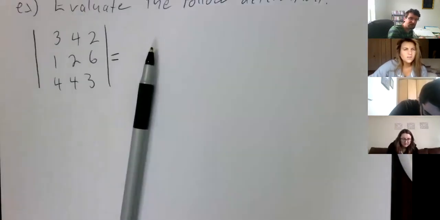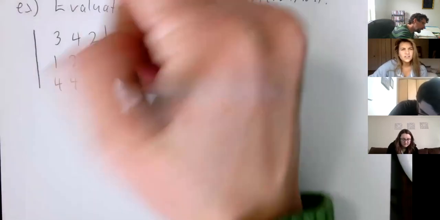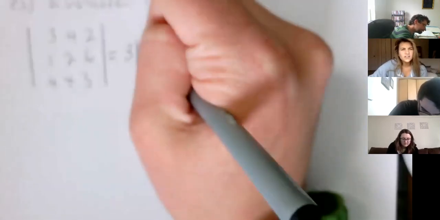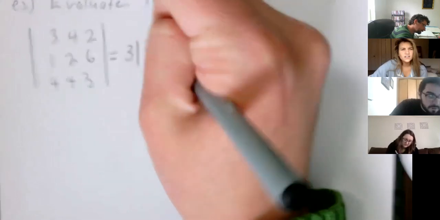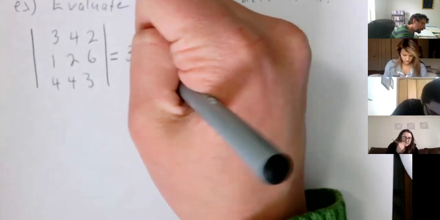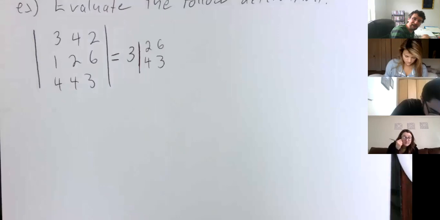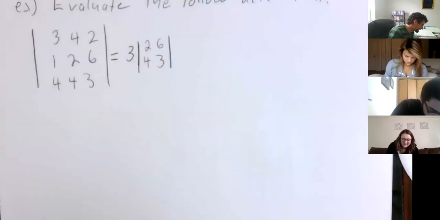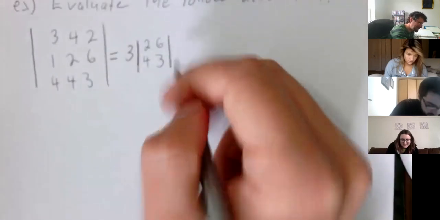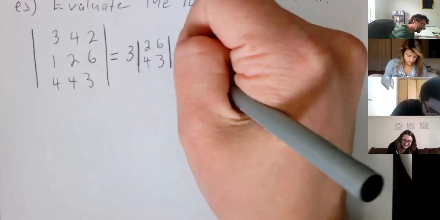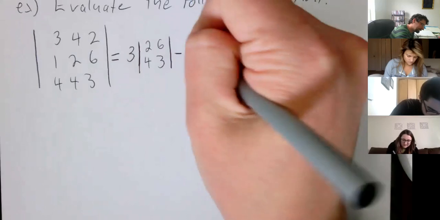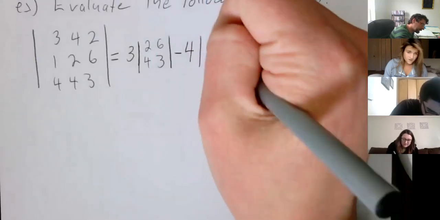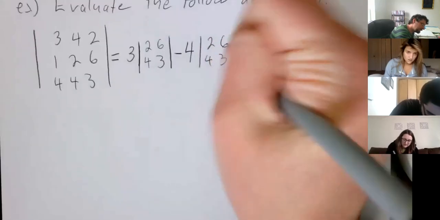What's the first term going to look like? 3 times 2 times 3 minus 4 times 6. We'll get there in a second. Slow down. Next term. 4 times minus 4 times 3. Yep. Next term.